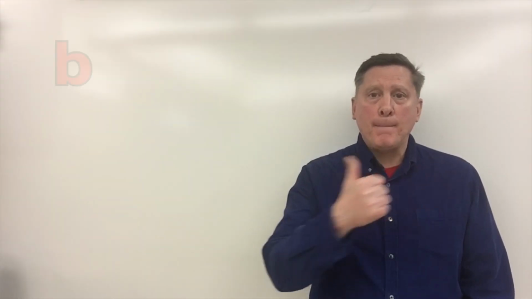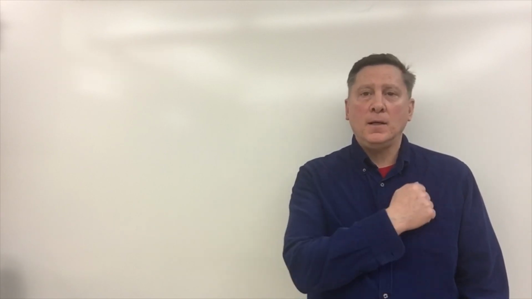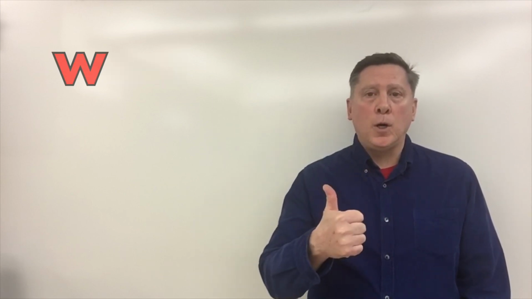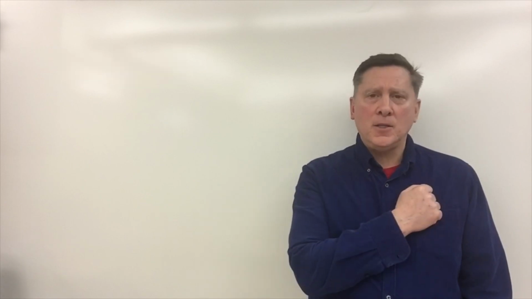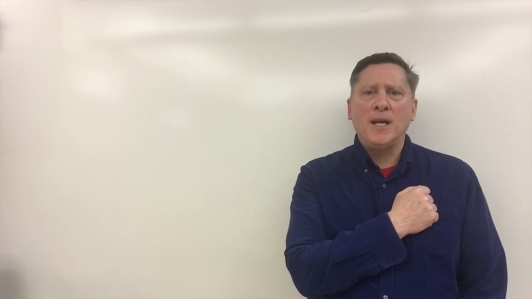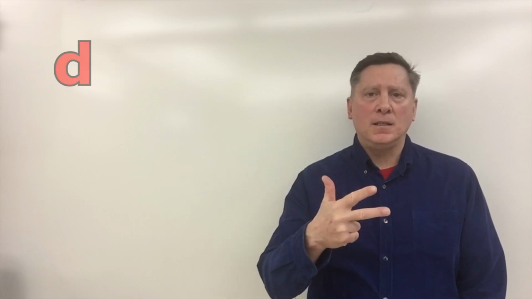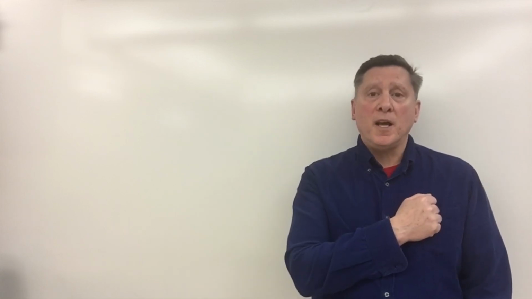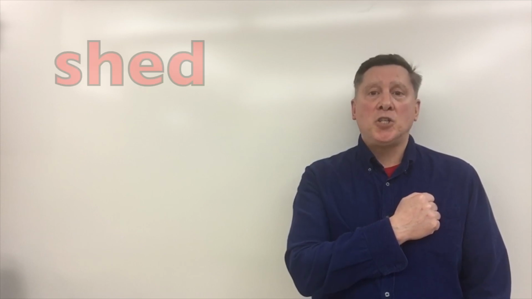Bed. B, E, D. Bed. Let's take a look at our next word. Wed. W, E, D. Wed. Let's do our next word. It's kind of like a name. Ted. T, E, D. Ted. Our next word has a digraph that goes shh. Let's do the word. Shed.